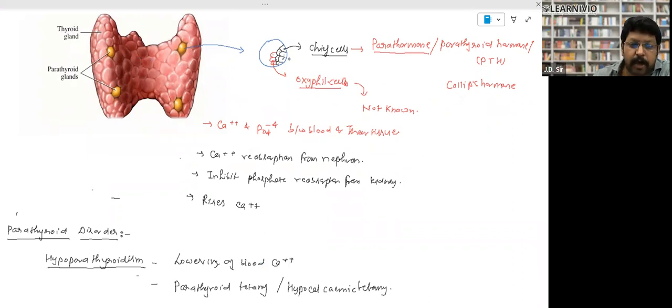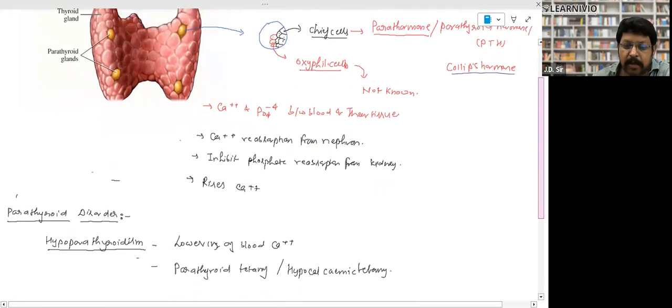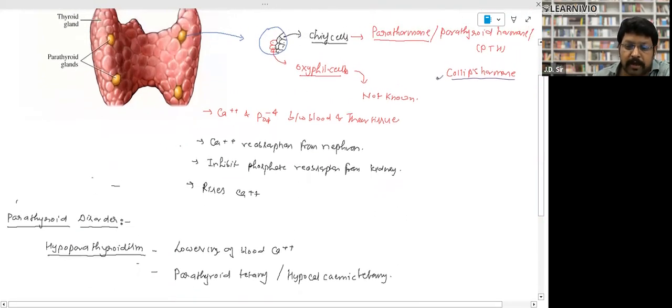This is made up of two kinds of cells, chief cells and oxyphil cells. The function of oxyphil cells nobody knows, but the chief cells are responsible for secretion of parathormone or parathyroid hormone, PTH. This is also known as Collip's hormone after its discoverer, right? Remember the name, Collip's hormone.